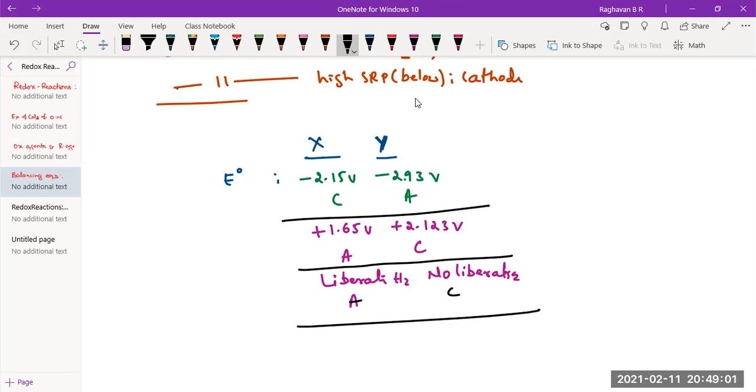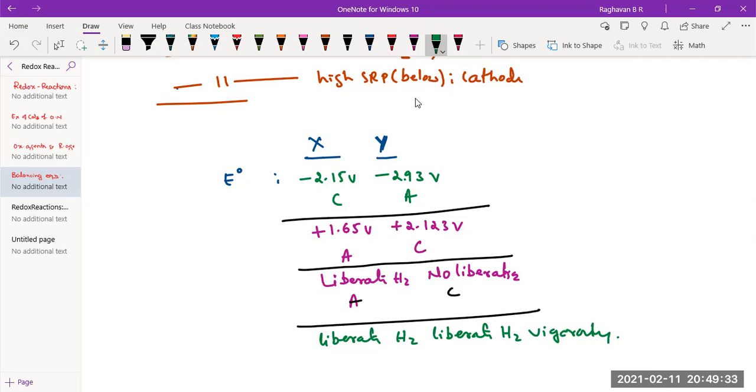Okay, one more data. You have to tell me. X liberates hydrogen. Y also liberates hydrogen, but more vigorously.